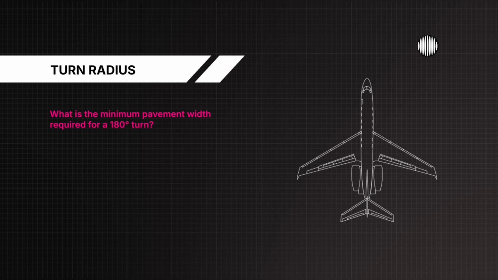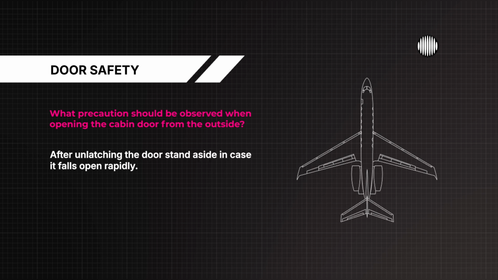What is the minimum pavement width required for a 180-degree turn? 54.2 feet. What precautions should be observed when opening the cabin door from the outside? After unlatching the door, stand aside in case it falls open rapidly.